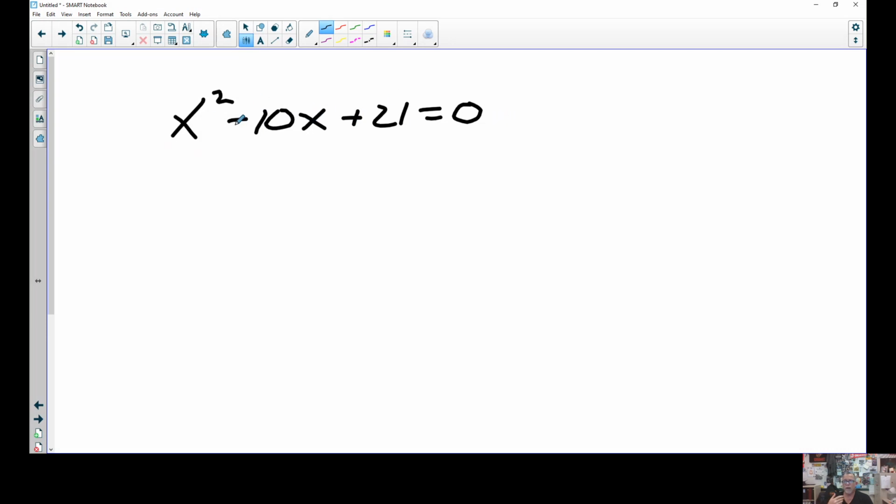Next thing, is there a common factor? I look. There's no number, there's a 1, a -10, and a 21. There's no common factor to those. The variables, there's an x here, but no x here. So there's not a common variable. There's no common factor here. So now we're left with a trinomial.